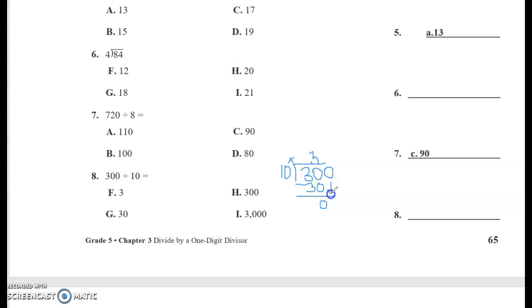Okay. So then you bring down the 0. And then how many can 10 go into 0, which will be nothing. So you put a 0 there, and then the quotient is 30. My quotient, my final answer is 30. Good. And is 30 here in my answers? Yes, that is G.